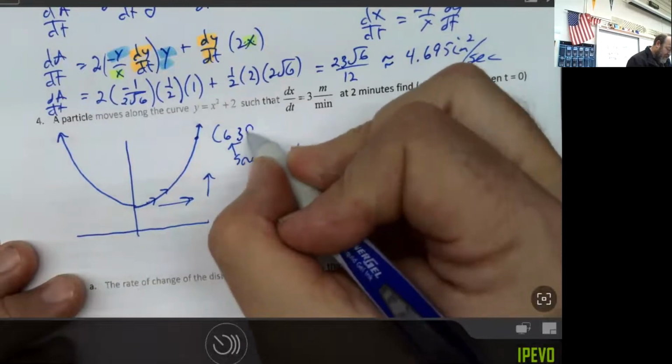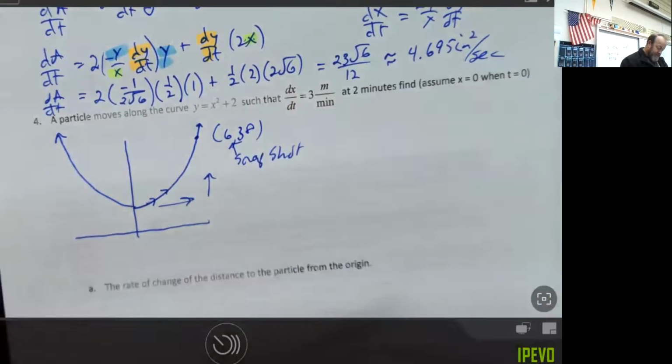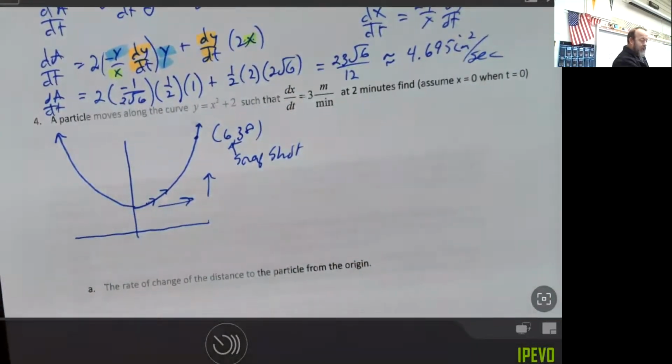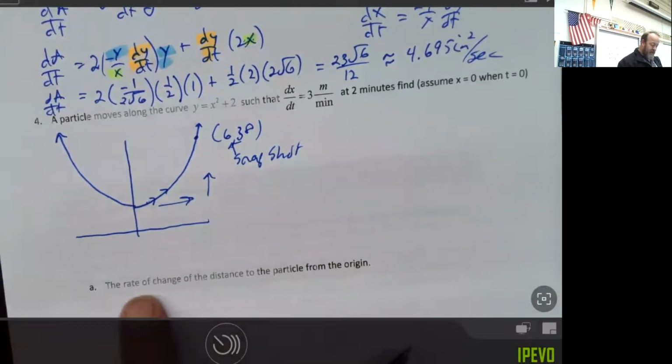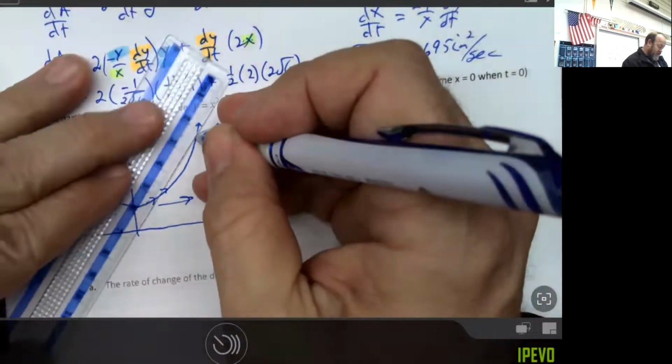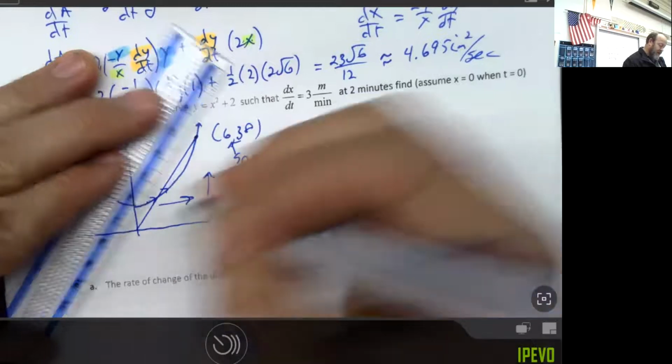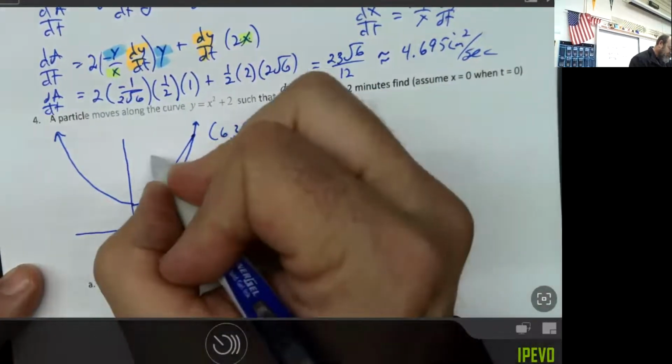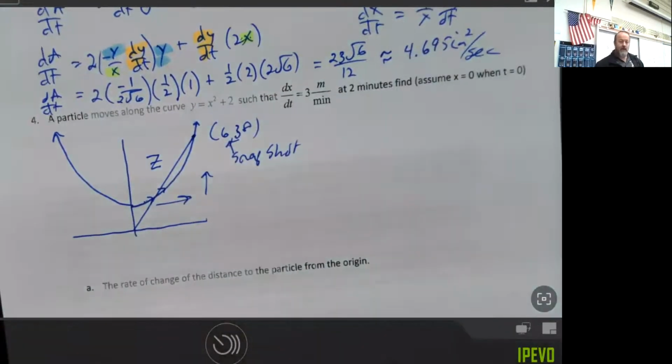Okay. Now, for my snapshot, let's figure out how this all works out. It's actually asking me the rate of change of the distance of the particle to the origin. So in other words, I want to know this distance right here, which I'm going to call z just to make life easier. So we're going to have to figure out what the heck is going on.